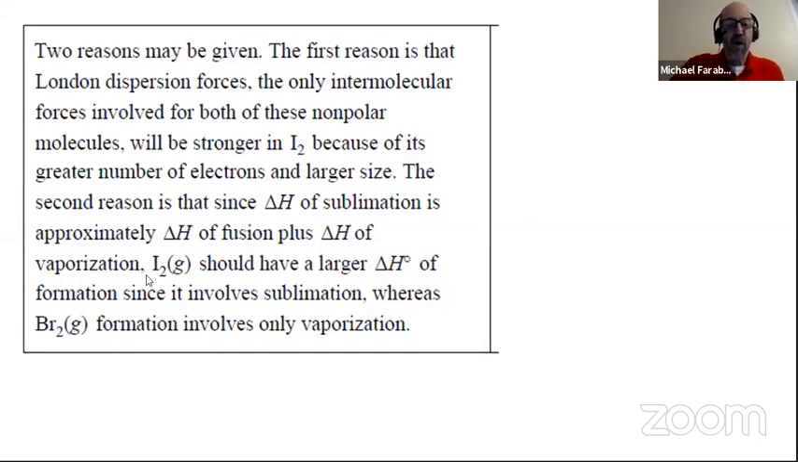So you might have said that the reason why it takes more energy to go from iodine solid to gas, as opposed to bromine liquid to gas, is because of the London dispersion forces. Will be stronger in iodine because of its greater number of electrons, larger size, larger polarizability. And then the second reason is that the delta H of sublimation is approximately fusion, which is melting, so solid to liquid, plus vaporization, liquid to gas. So because it involves going from a solid all the way to a gas, it should require more energy to go from iodine solid to iodine gas, whereas with bromine, you are just going from a liquid to a gas.